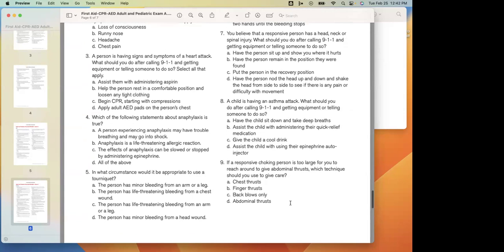Number 9, if a responsive choking person is too large for you to reach around to give them abdominal thrusts, which technique should you use to give care?